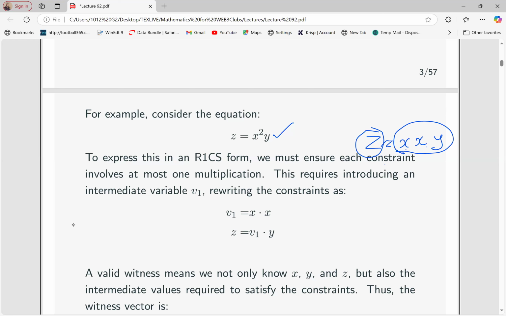So to have one multiplication, we shall come up with the intermediate values that we talked about. So we can say, for instance, let X times X be V1. So if X times X is V1, then Z becomes V1 times Y. So this time we now have only one multiplication, and that was our target.